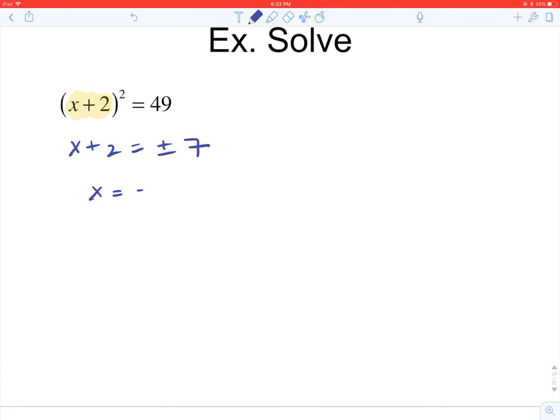To finish isolating x, we're going to subtract 2 from each side of the equation. So I'm going to put the minus 2 in front of the plus or minus 7. So x equals negative 2 plus 7, or x equals negative 2 minus 7. So x equals negative 5, or x equals negative 9.